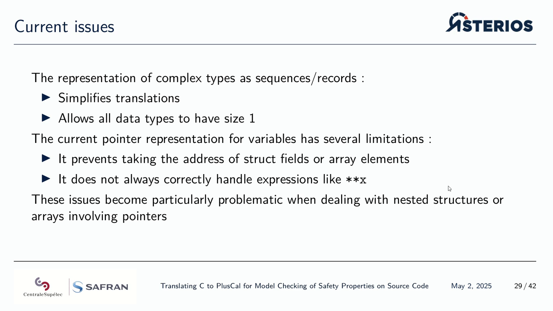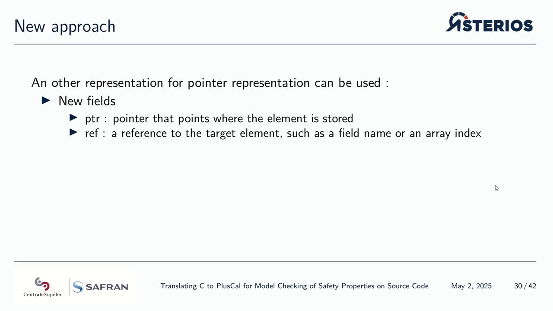So what I can do is define a pointer that points to the sequence representing the array in the stack, but I cannot say that I want to take, in this sequence for example, the first element or the second element. So I cannot have pointers directly to indexed elements, and that is the same problem for fields in structures. These issues become particularly problematic when dealing with nested structures or arrays that involve pointers. So we needed another representation for pointers to solve this issue.